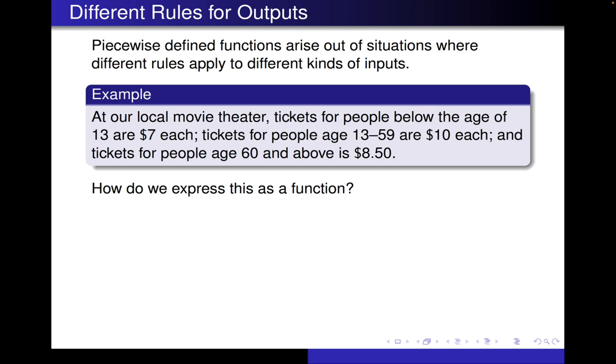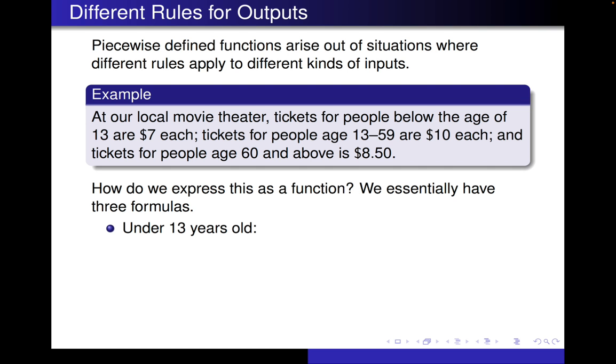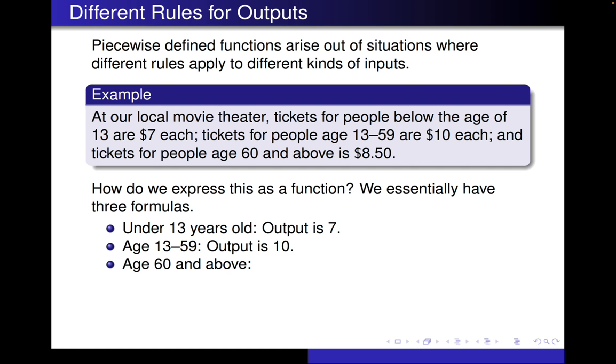Now the sticky part is, how do we express this as a function? There's not just one formula that works for all possibilities. We essentially have three different formulas. We have one formula for under 13 years old, and the output is 7. If you're under 13, it's $7 for a ticket. If you're between 13 and 59, the output is 10, and if you're 60 and above, the output is 8.5.